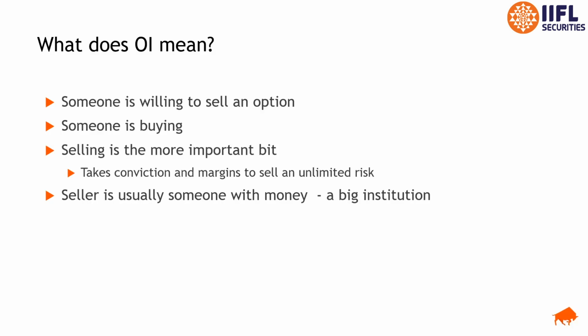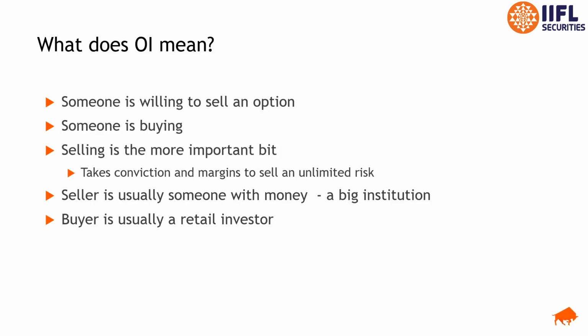So usually a seller is someone with money, a big institution, and we have to assume that the big institution knows what they are doing most of the times. I'm not saying all the time, most of the times. Let's say 8 out of 10 times or 9 out of 10 times, right? And ultimately that's what trading is about, getting it right 8 or 9 times out of 10.